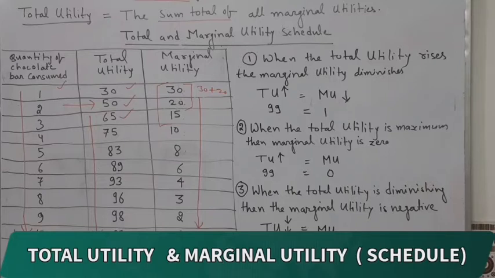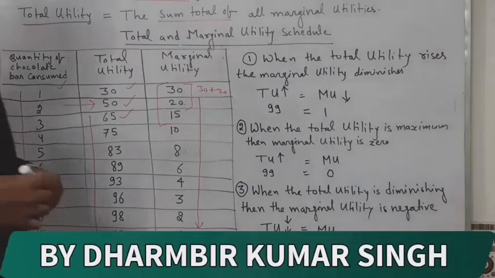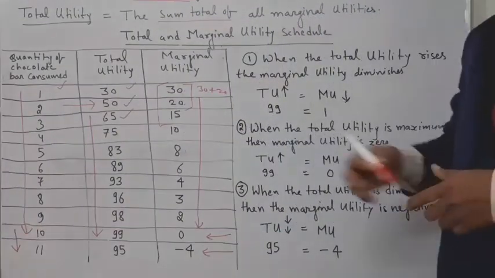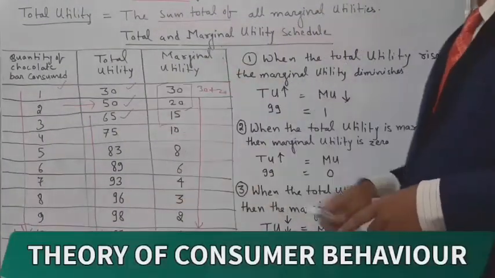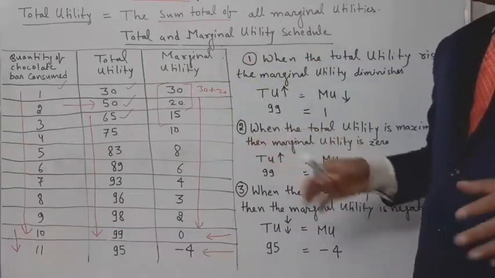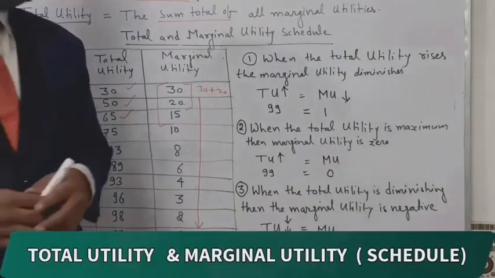Graphically, we can represent the relationship between total utility and marginal utility, but here I am not making the graph. We are just going to understand it through the table, the total and marginal utility schedule. Try to understand through the numericals. You can understand very easily.